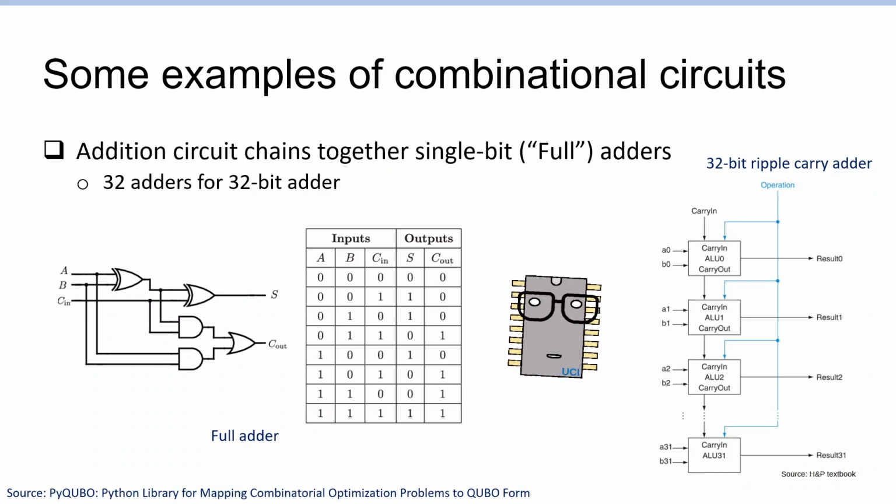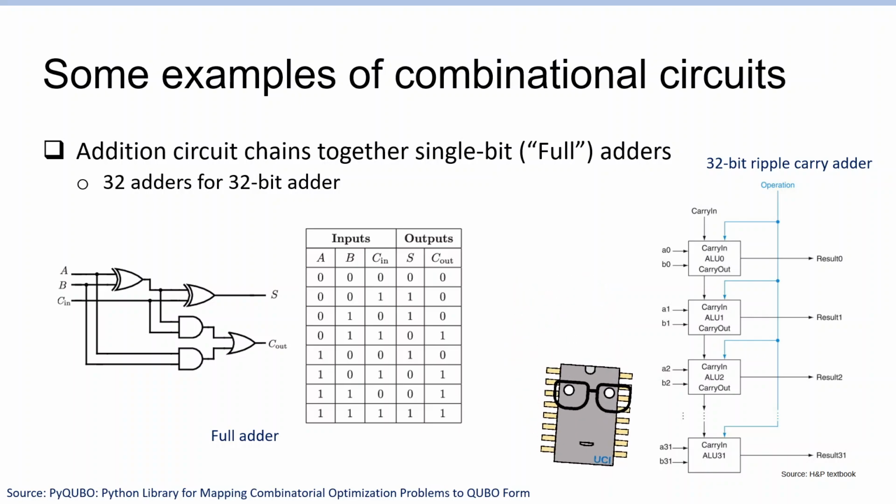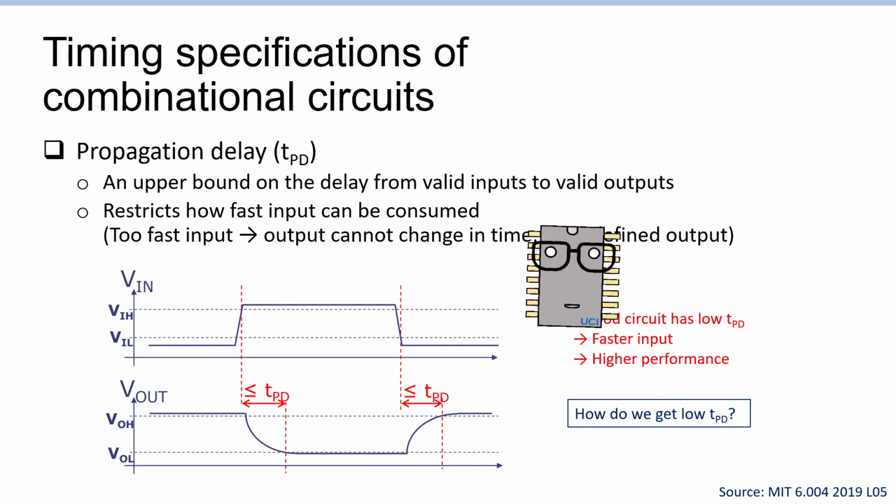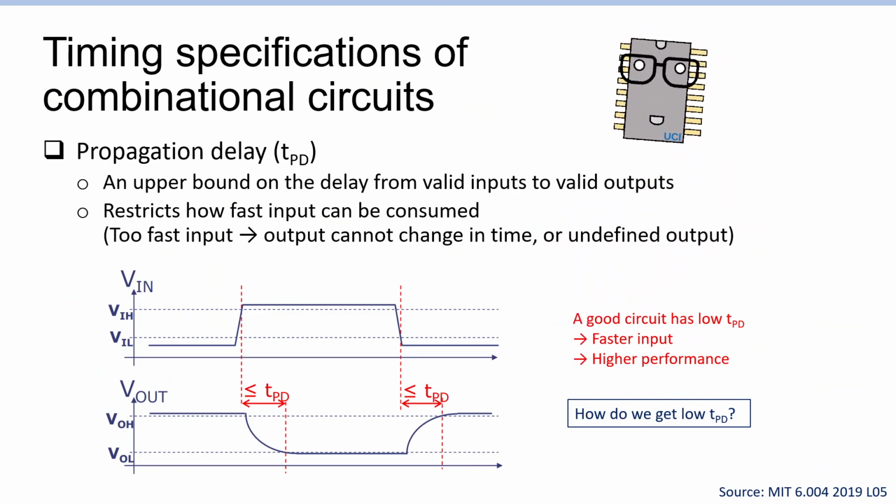And of course, if we want to do more than a single bit addition, as we often want to, for example, if we want to do a 32-bit addition, we can chain 32 of these together using the carry input and output to have a 32-bit adder. So in this example, we're going to have 32 full adders chained together in a sequence. Okay, those were some familiar examples. Now we go into the timing specifications.